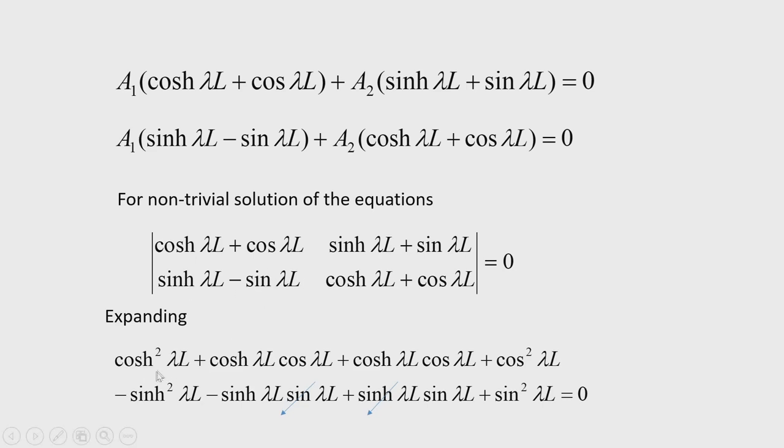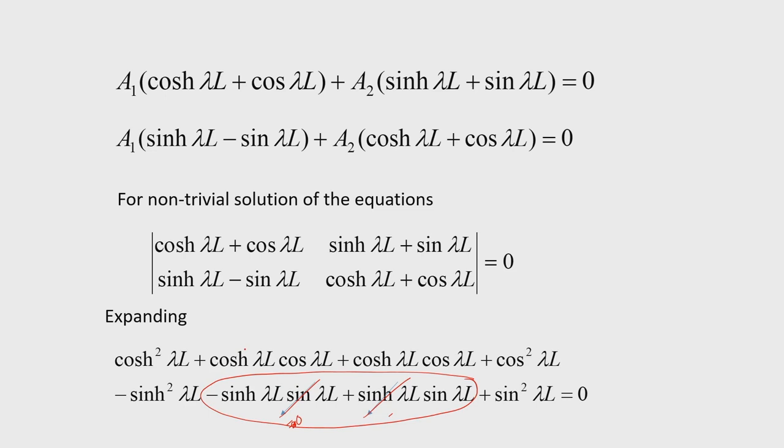So expanding, we are getting cos hyperbolic square lambda l plus cos hyperbolic lambda l into cos lambda l plus cos hyperbolic lambda l into cos lambda l plus cos square lambda l minus sin hyperbolic square lambda l minus sin hyperbolic lambda L into sin lambda L plus sin hyperbolic lambda L into sin lambda L plus sin square lambda L. Now you can see some terms will get cancelled. So this will be 0, and these two terms can be cancelled. So the result of this addition for these two terms is 0.